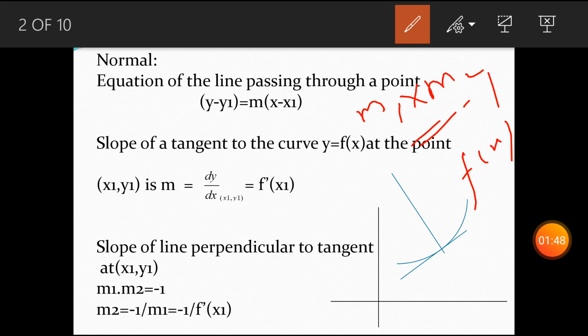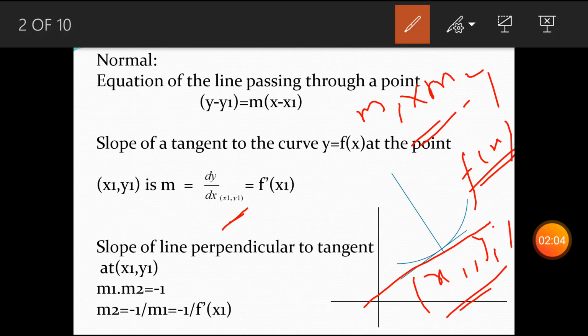As you know, the slope of the tangent is nothing but the derivative of the curve at that particular point. And what is that point? (x1, y1). So the derivative of this curve f(x) at this point will be the slope of the tangent, and we want to calculate the slope of the normal. So how are we going to calculate the slope of the normal? By using this relation. This is what we are going to do.